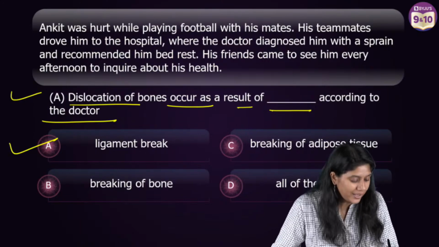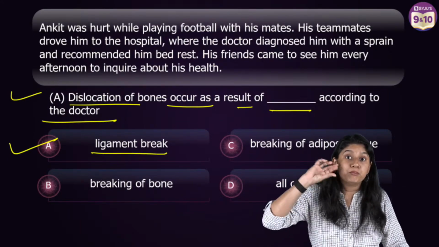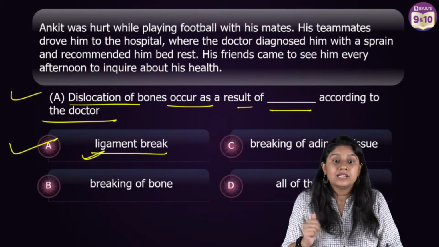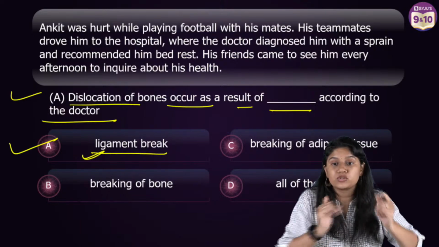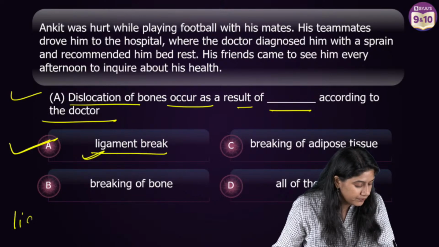So, if there's a break of the ligament, we will see that the bone will dislocate. There's no breaking of the bone over here, but there's a breaking of the ligament. That could result in the dislocation of the bone altogether. So, option number A is the correct answer. I'm writing over here, everyone.